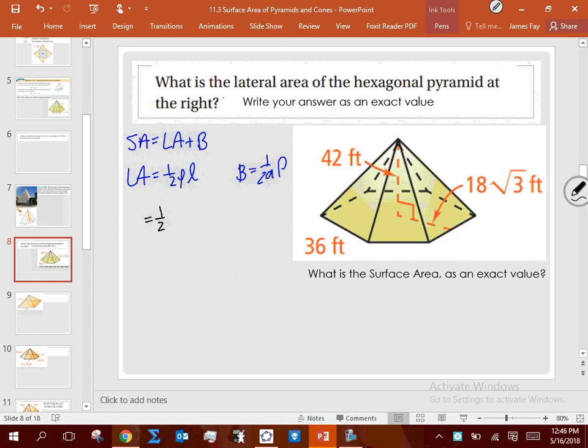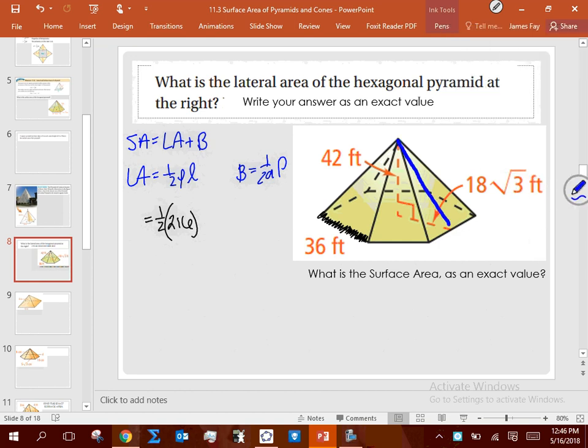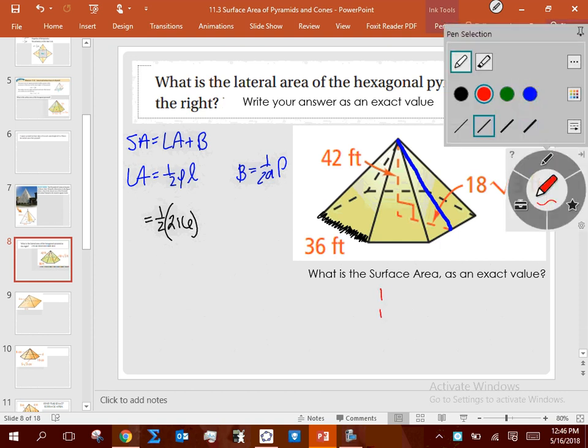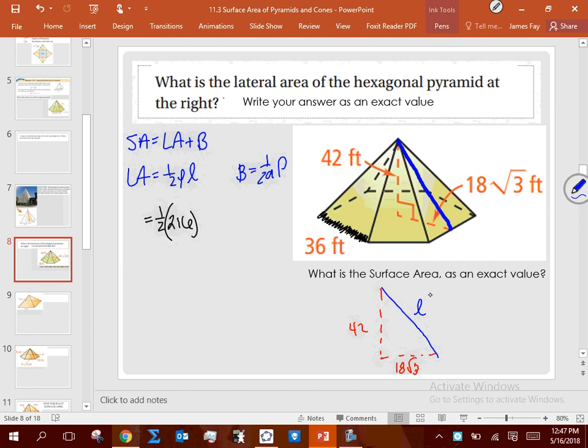Okay, so 1/2. What's the perimeter? So we have that times 6. We should get 216. Now my slant height. Do I have my slant height in the picture? No, it's that distance right there, isn't it? Is that part of the triangle where that distance is 42, that distance is 18 radical 3, and that distance is L? Can I use the Pythagorean theorem here?